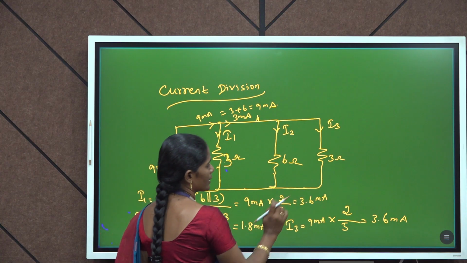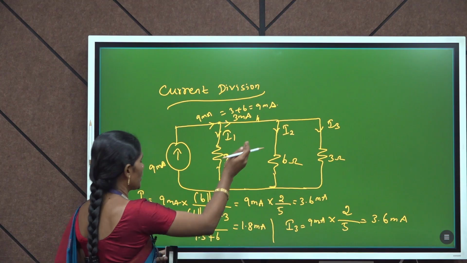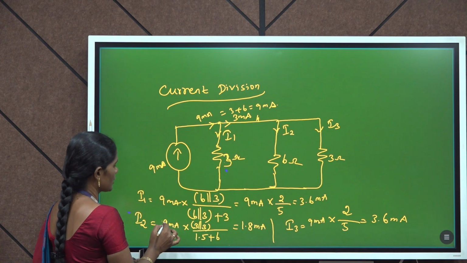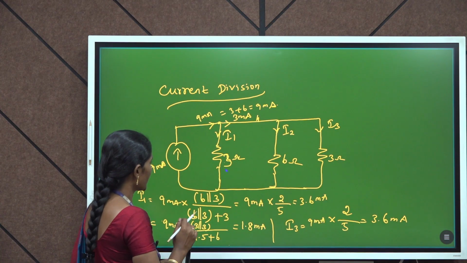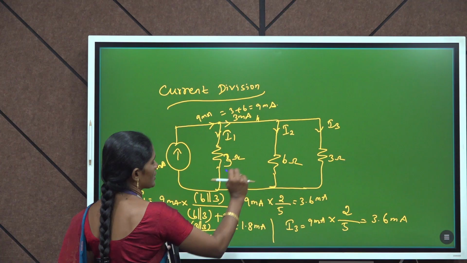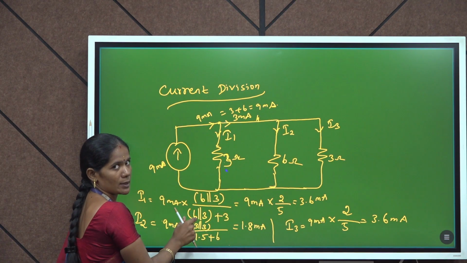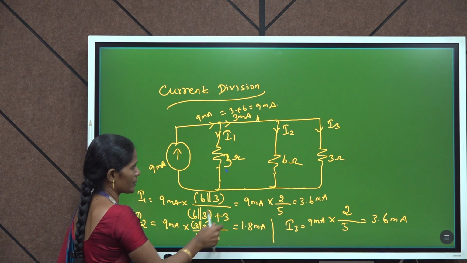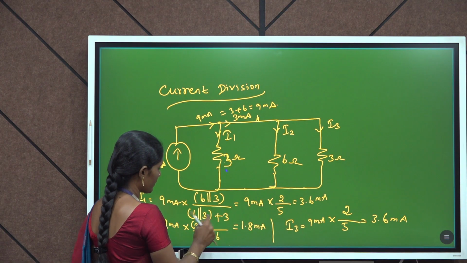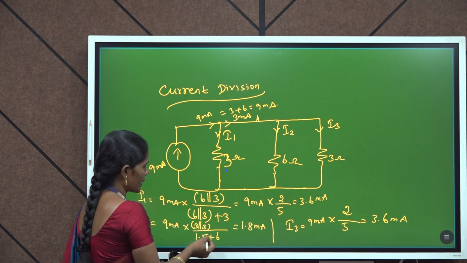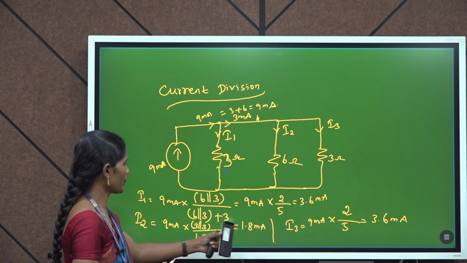So, the resultant current is 3.6 milliampere. This will be I1. Next we calculate I2. I2 here is 9 milliampere multiplied by the same ratio, opposite resistance divided by total. Here the opposite resistance of the 6 ohm resistance is 3 parallel with 3, which is 1.5 ohm. Added to the 6 ohm, the total is 7.5. So, 9 milliampere multiplied by 1.5 ohm by 7.5 gives the result of 1.8 milliampere. So, here I2 is 1.8 milliampere.